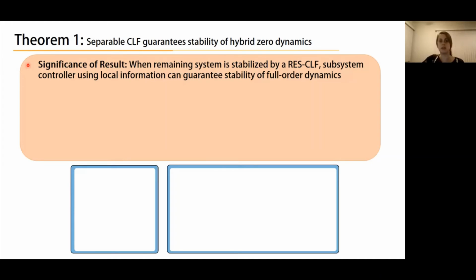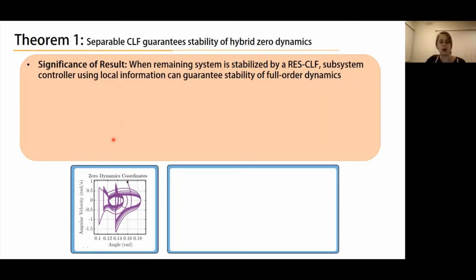This result is significant because when the remaining system is stabilized by a res CLF, a subsystem controller using only local information can guarantee stability of the full order dynamics. This result is shown in the case of the prosthesis when we plot the zero dynamics. Starting from a perturbed initial condition, the zero dynamics converge to their hybrid periodic orbit when the res CLF controller is acting on the prosthesis.